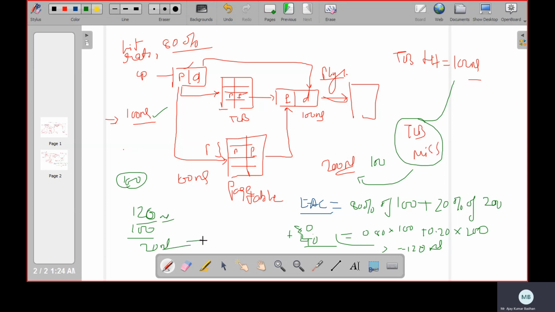This is the way we can calculate this particular portion. Okay, I hope it's very clear for you people. So your system is going to get delayed by 20 nanoseconds.